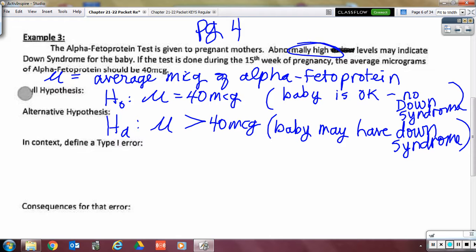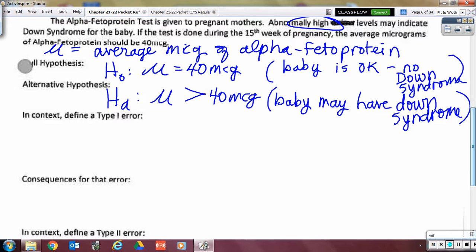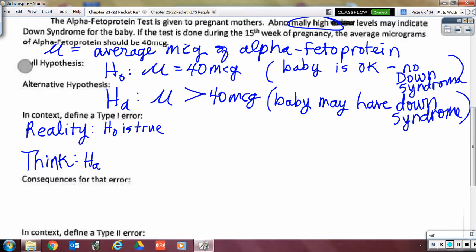Okay, so let's go then with the type 1 error. I think I have a format that's going to make it simple for you guys. We're first going to put the reality and then what the sample makes us think. So the reality for a type 1 error, what does it mean? H0 is true. The null is really true, but we get a sample that causes us to reject the null and makes us think that what? It makes us think HA is true.